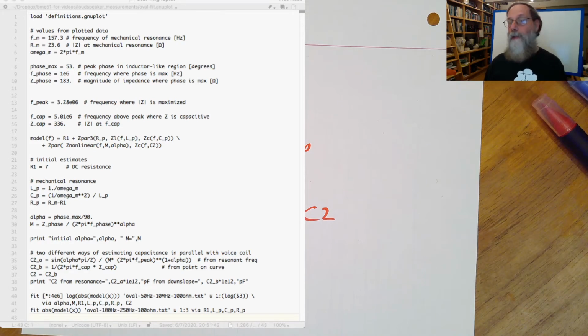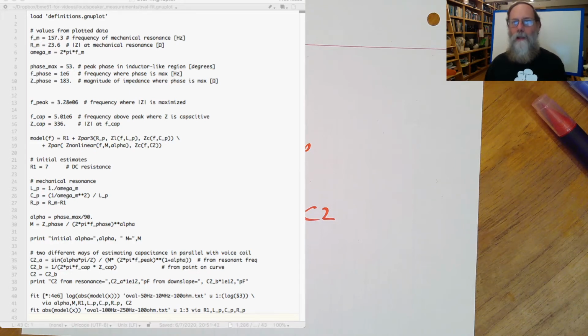Finally, for alpha, I just estimated the alpha value as the maximum phase divided by 90 degrees. If it had been a pure inductor, the maximum phase would have been 90 degrees, and I would have had alpha as 1. If it had been a pure capacitor, the phase would have been minus 90 degrees, and I would have had a minus 1. Here, because I had 53 degrees, I'm going to have 53 over 90 as my initial estimate of alpha. Again, it's not precisely right, but it's going to get me in the right ballpark so that I can get convergence on the optimization.